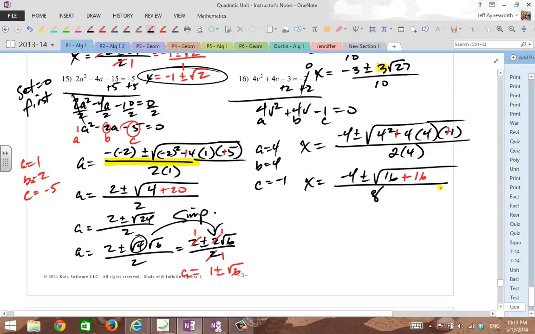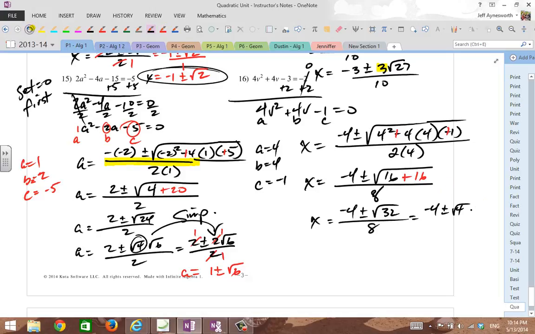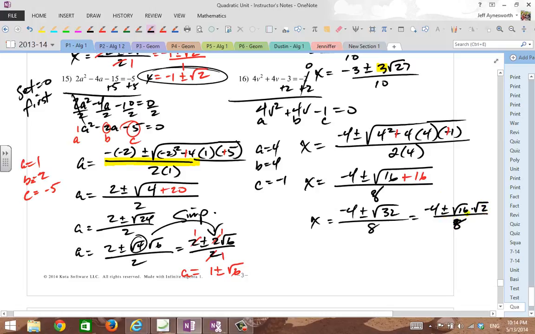2 times 4 is 8. Now 16 and 16 is 32. So negative 4 plus or minus the square root of 32, all divided by 8. Now you have to split the root. We know that 8 times 4 is 32, but 16 times 2 is also 32. So instead of using 4 and 8, I am going to use 16 and 2. So root 16 times root 2, all divided by 8.